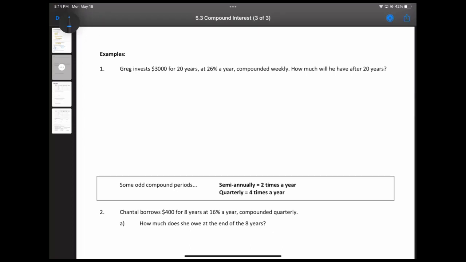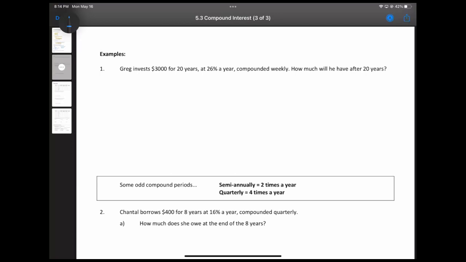So let's try an example. Greg invests $3,000 for 20 years at 26% a year, compounded weekly. How much will he have after 20 years? Now again, 26% is a pretty high interest rate for an investment. In fact, it's possible, but astronomically high and usually not something that would be consistent. That would be if you invest in a really big up and coming company that happened to do really well. But that's still a really, really good investment. Not something you'd get for 20 years.